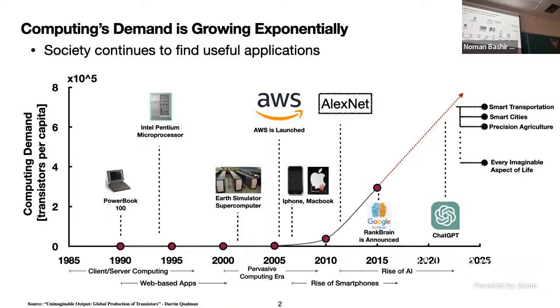There is work going on in smart transportation, smart cities, precision agriculture, and basically any aspect of life that you can think of, we can see computing playing a part in it. So basically there is no end to this, and we are just starting to deploy all of these AI-based or computing-oriented tools to different forms of life. The nutshell from this slide is basically that the computing demand is just growing and it will accelerate even further.